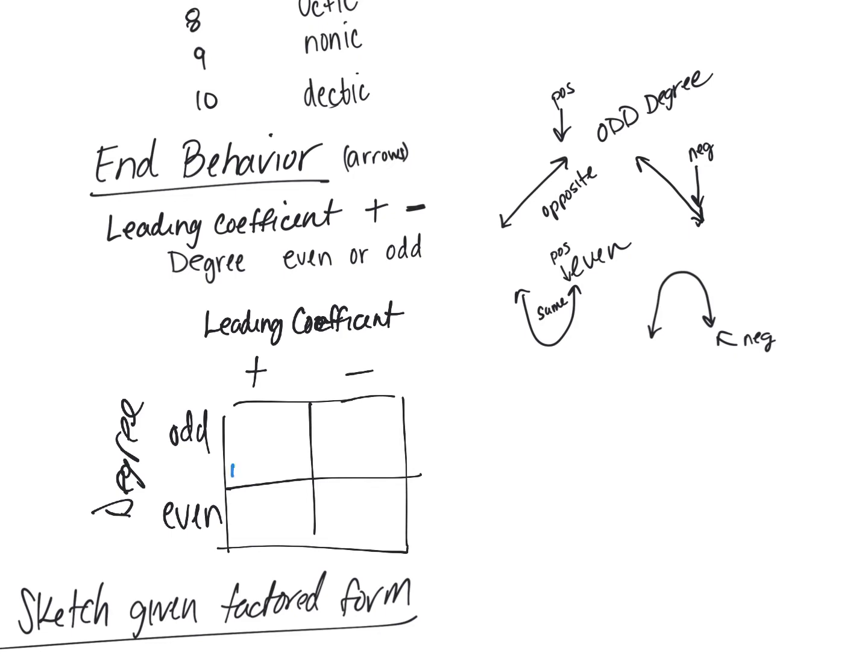But if it's positive and odd, my left arrow points down and my right arrow points up. Now, odd means it could do lots of things in the middle. It could change direction 5 times if it's 5th degree. So that's why we're just drawing the 2 arrows, the left arrow and the right arrow. Which direction do they go? If it's odd negative, my left arrow points up and my right arrow points down.